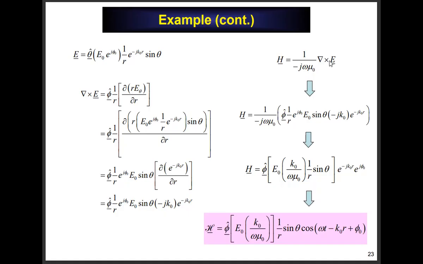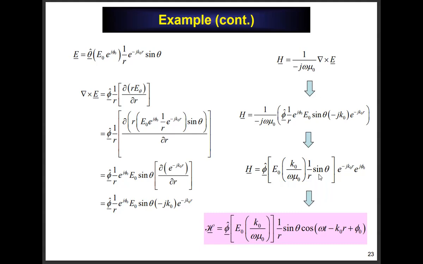And that gets substituted back into here. So don't forget the minus 1 over j omega mu 0 from Faraday's law. Then just rearrange it slightly and combine terms a little bit. Minus j cancels a minus j. You can lump k0 over omega mu 0. But anyway, it ends up giving you this. And now I'm done in the phasor domain.